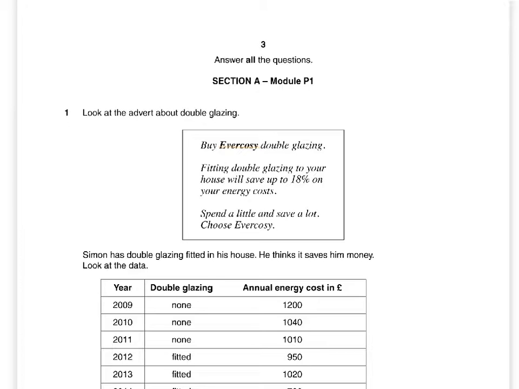Okay, question 1. Look at the advert about double glazing. Buy Evercozy double glazing. Fitting double glazing in your house will save up to 18% on your energy costs. Spend a little and save a lot. Choose Evercozy. Simon has double glazing fitted in his house. He thinks it saves him money.